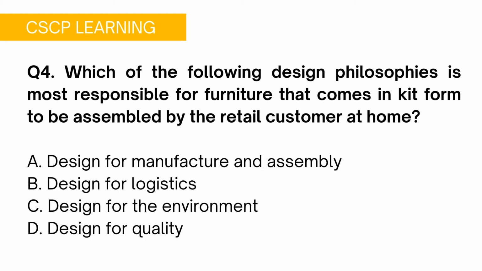I always advise my viewers to read the question twice. I would suggest you watch my video on golden tips for passing the CSCP exam so that you can apply those tips here while solving these questions with me. Let's have a few words on options C and D. C says design for the environment. The question doesn't talk about sustainability or environment, therefore this option is completely irrelevant. Design for quality, again the question doesn't talk about quality, therefore this option is also irrelevant.